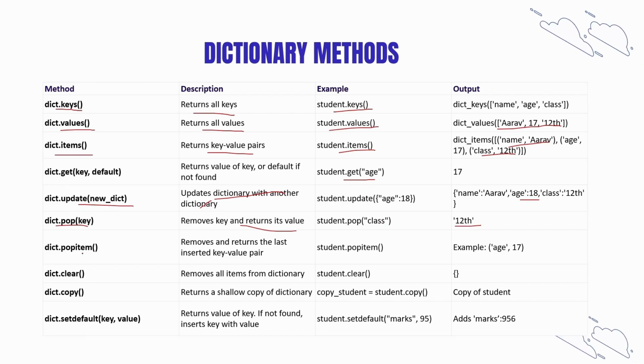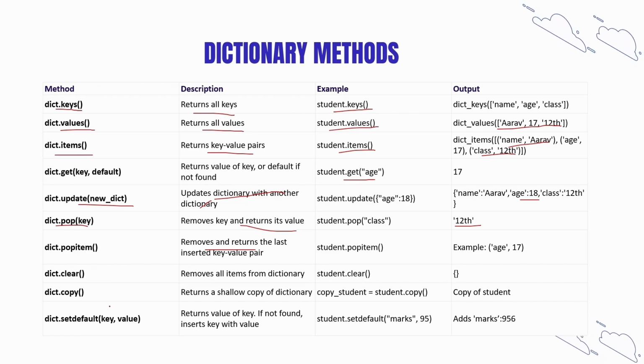So next I have dict.popitem. So it removes and returns the last inserted key value pair. So when I say student.popitem, it would remove the last inserted key value pair. So it will remove class 12 from a dictionary. Dict.clear, it removes all items from the dictionary. So when I say student.clear, I get the empty dictionary.